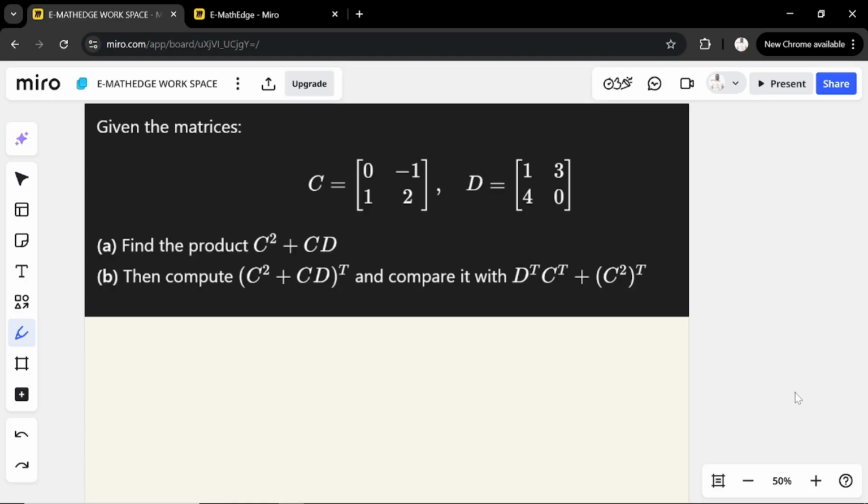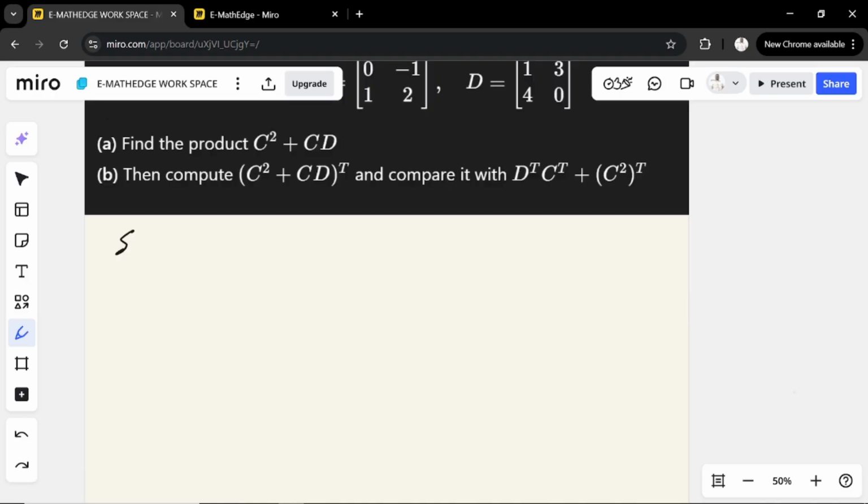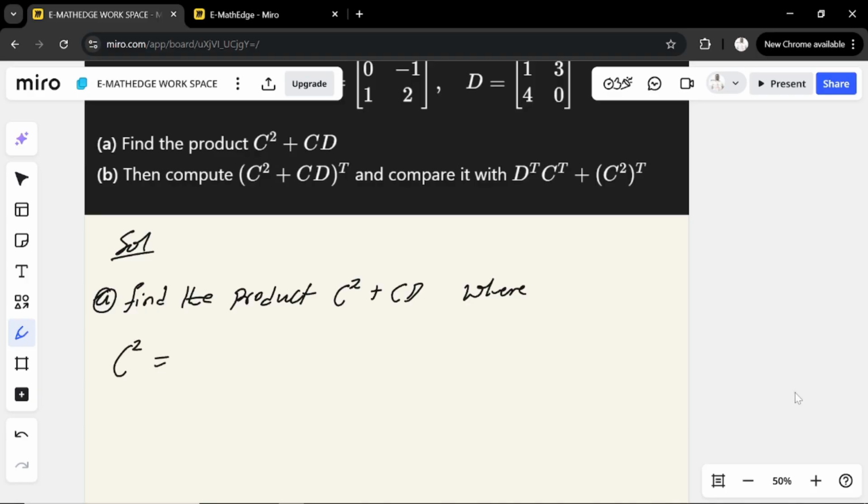So let's go ahead and do that. Let's start with the first option, which is to find the product of C squared plus CD. Solution. Option A says, find the product C squared plus CD, right? Where we are going to have C squared. To find the matrix C squared, C is given, so what you are going to do is simply multiply matrix C by itself.